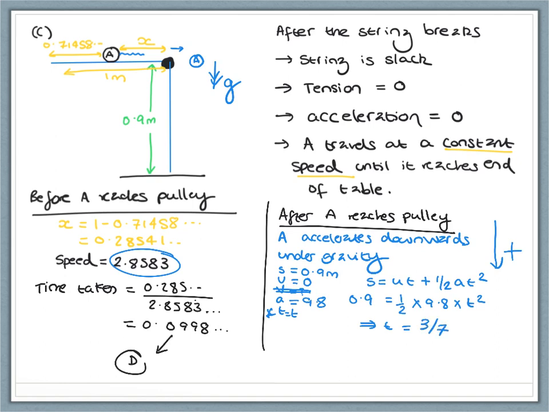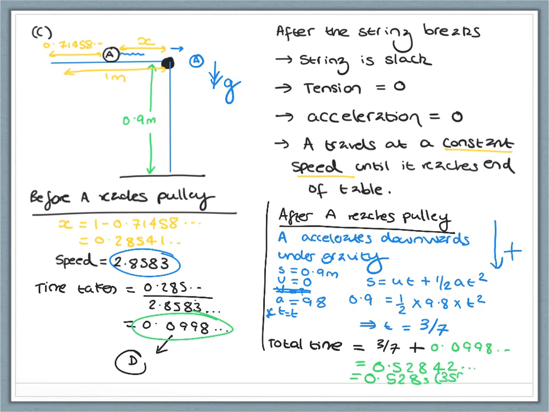So to finish this off, the total time taken before A reaches the ground is 3/7 plus this value over here, 0.0998, and that comes to a final answer of 0.5284, etc. So 0.528 seconds to 3 significant figures.